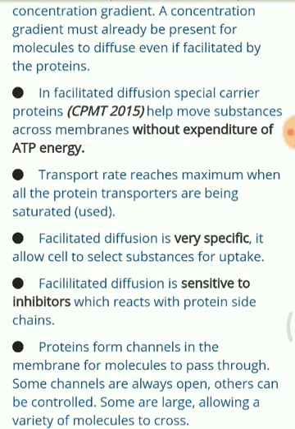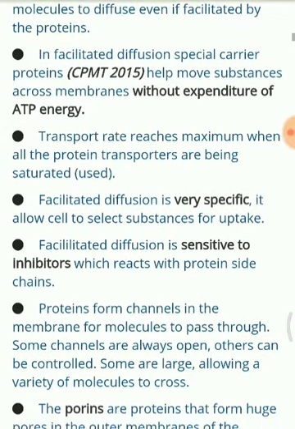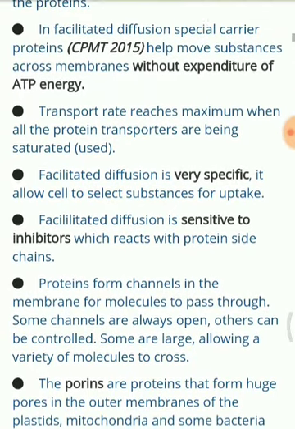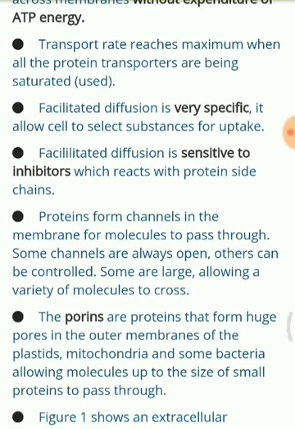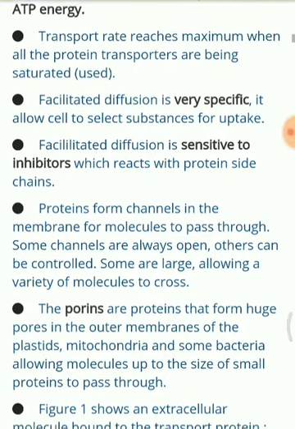In facilitated diffusion, special carrier proteins help move substances across membranes without expenditure of ATP energy. Transport rate reaches a maximum when all the protein transporters are saturated, that is, being used. Facilitated diffusion is very specific. It allows cells to select substances for uptake. Facilitated diffusion is sensitive to inhibitors which react with the protein chain.